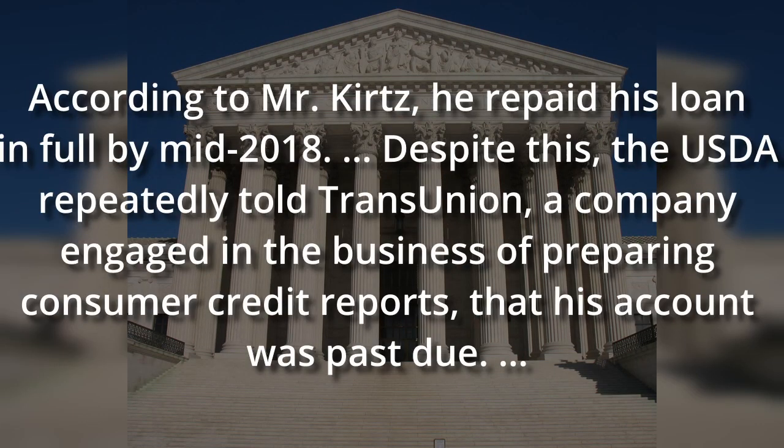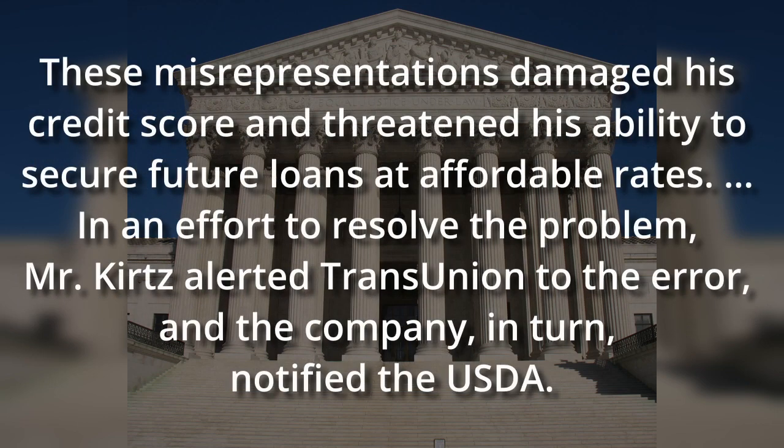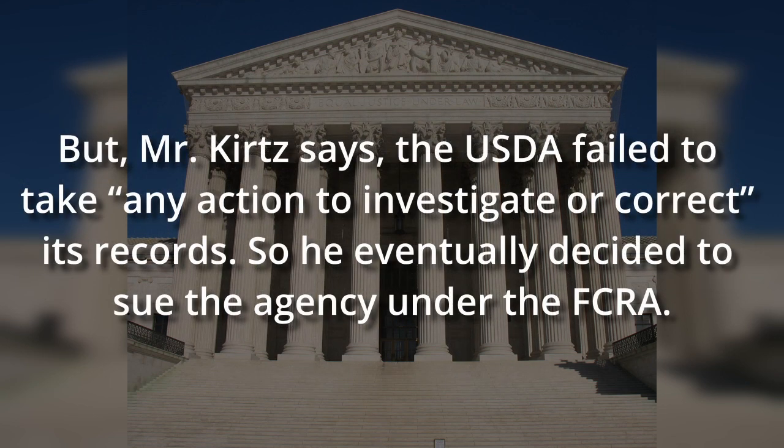According to Mr. Kurtz, he repaid his loan in full by mid-2018. Despite this, the USDA repeatedly told TransUnion, a company engaged in the business of preparing consumer credit reports, that his account was past due. These misrepresentations damaged his credit score and threatened his ability to secure future loans at affordable rates. In an effort to resolve the problem, Mr. Kurtz alerted TransUnion to the error, and the company in turn notified the USDA. But Mr. Kurtz says the USDA failed to take any action to investigate or correct its records. So he eventually decided to sue the agency under FCRA.